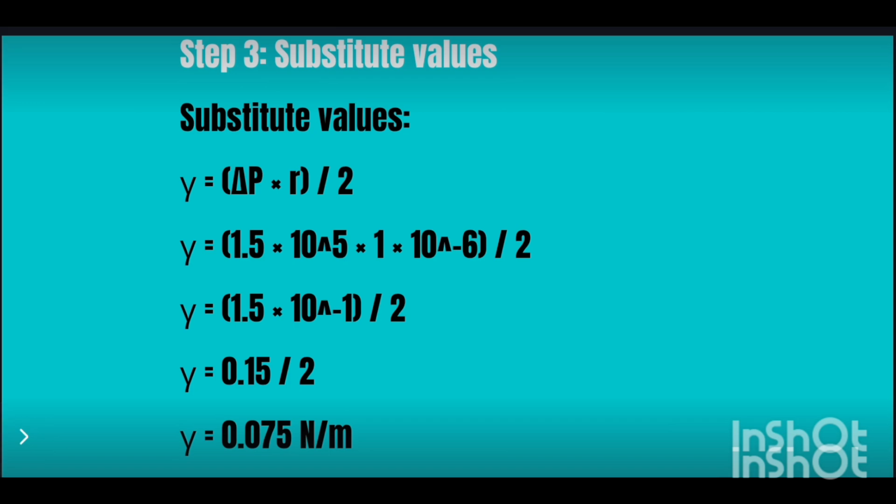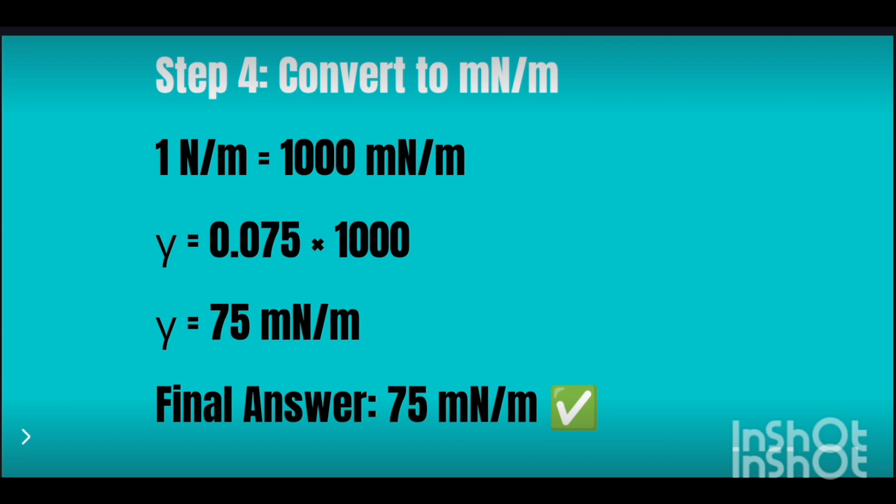Now we'll substitute values. Gamma is equal to delta P into R divided by 2. So delta P is equal to 1.5 into 10 to the power 5, into R is equal to 1 into 10 to the power minus 6, divided by 2. Here gamma is equal to 1.5 into 10 to the power minus 1 divided by 2. So after reducing, gamma is equal to 0.15 by 2. Finally, the surface tension will be equal to 0.075 Newton per meter.